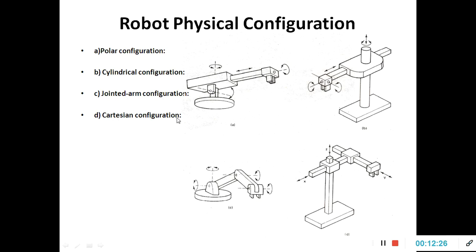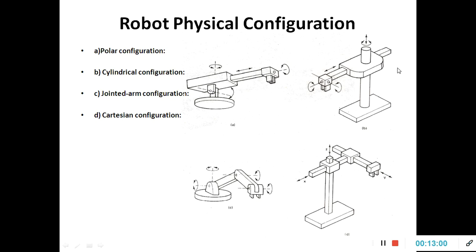Then the last one is the Cartesian configuration. The Cartesian configuration is popularly known as an XYZ configuration. Here it consists of 3 movements. All the 3 movements are linear movements: X movement, Y movement, Z movement. So the components are systematically arranged in such a way that the robot can be performed in all 3 perpendicular directions: X direction, Y direction and Z direction. So these are the 4 important robot configurations.